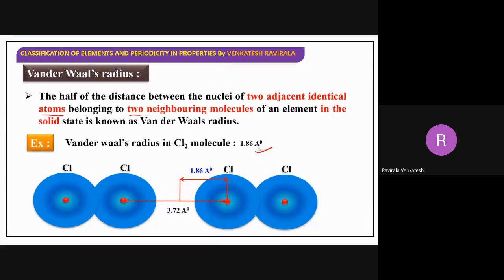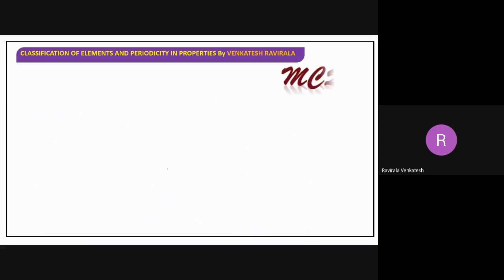The formula is that you have to take half of whatever distance they give. For example, they will give chlorine, something about 1.86, and you have to calculate the radius of the chlorine. You have to calculate just by dividing by 2, isn't it? So this is about the Van der Waals radius.